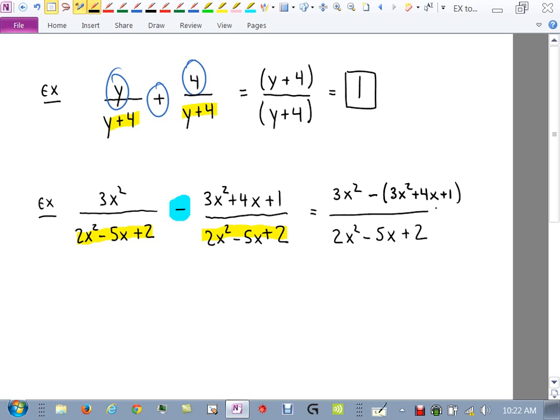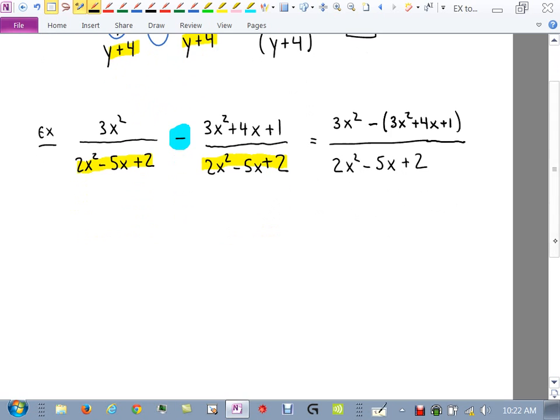Now, you don't need to write this step down necessarily, but you need to remember that subtraction is going to change all those signs. Do you see how that negative will distribute through? That's the biggest mistake that I see students make: on subtraction, they forget that the negative passes through everything. They just put the negative on the first one and then leave the rest the same.